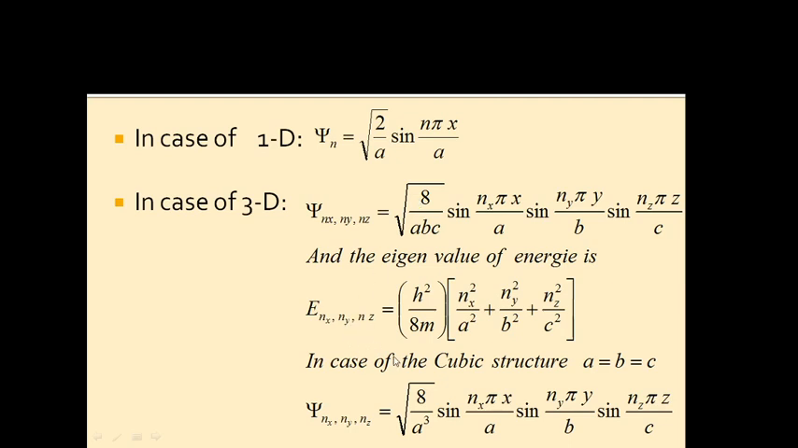But if we restrict our case to the cubic structure, where a, b and c, the lattice parameters, are constant, then the three-dimensional wave function becomes under root of 8 upon a cube, sine nx pi x upon a, sine ny pi y upon b, sine nz pi z upon c.